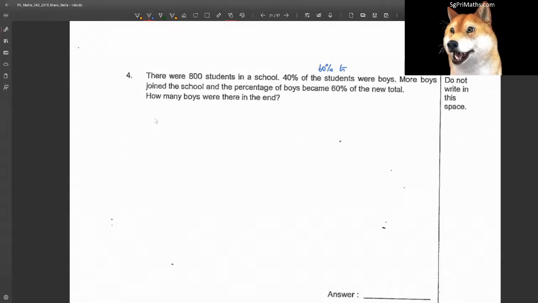So perhaps let's write out the information here. So boys, girls, and total. And then at the start, and then at the end. We can also write a percent and the actual number, percent and the actual number. Okay, we're going to move this down a bit.